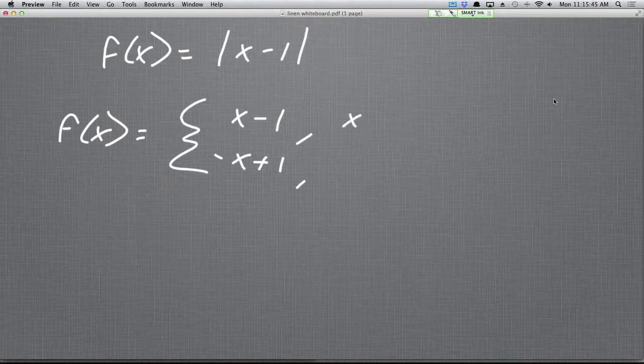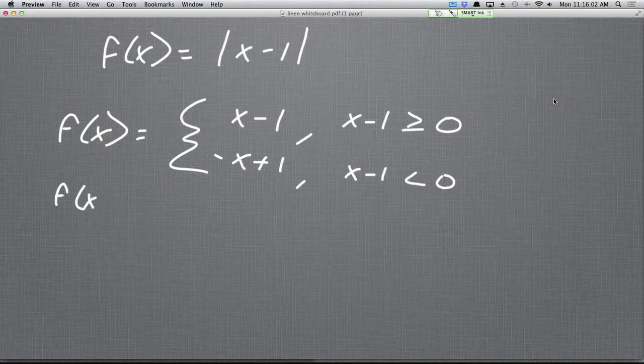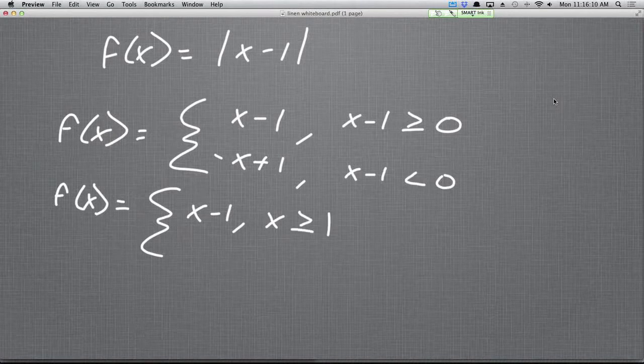We're going to take what's inside and make it greater than or equal to 0. We're going to take what's inside and make it less than 0. I have to get those, and then I can simplify that a little bit. So I have x minus 1, that ends up being x is greater than or equal to 1. I have negative x plus 1, and that is x is less than 1. Now that I have my piecewise, I can figure out whether or not it's continuous.